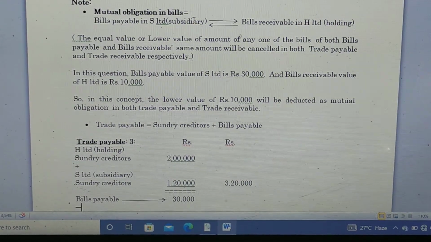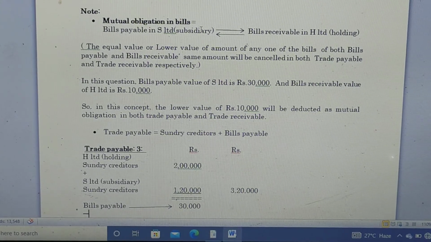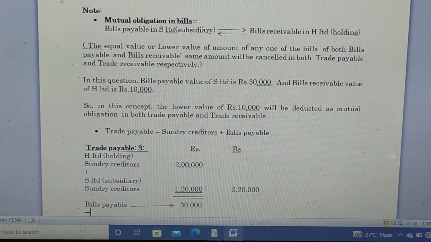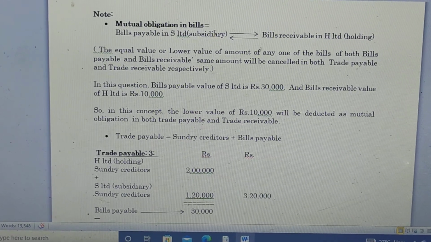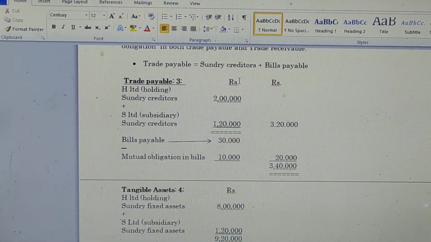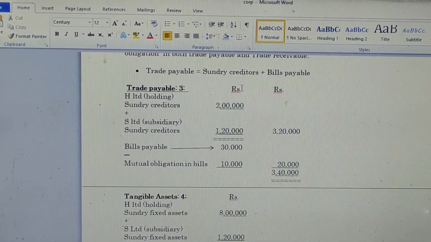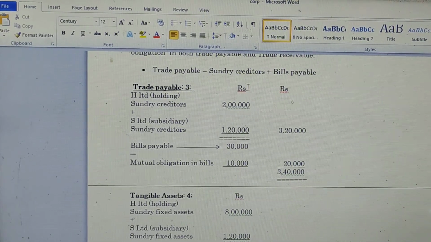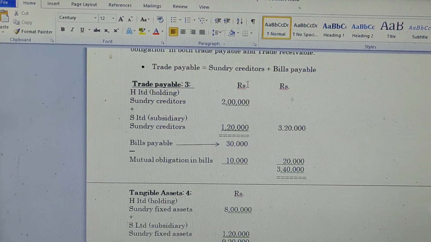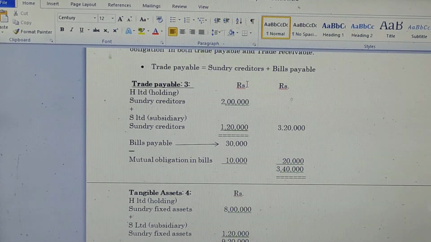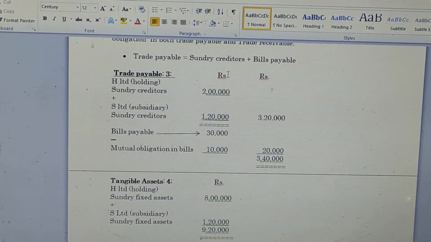So the lower value will be considered as the deductible value for both bills. And the second point is trade payable equal to sundry creditors plus bills payable. Then we are going to calculate the trade payable, that is note number 3. Under the trade payable, H Limited sundry creditors 2 lakhs plus S Limited subsidiary sundry creditors 1,20,000. We get the total sundry creditors value of rupees 3,20,000, which we have to mention in the outer column.